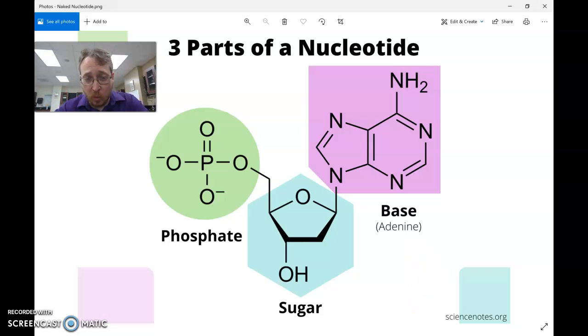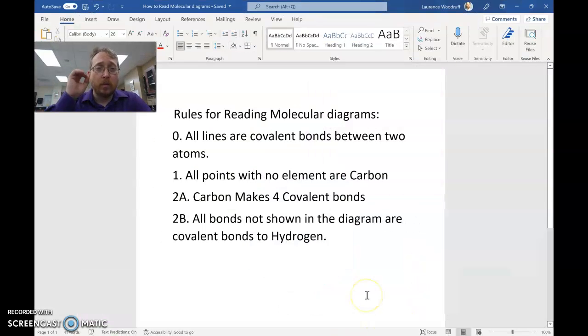And so let's review those rules. Rule 0, I almost never mention it, but it's worth acknowledging that all lines in molecular diagrams are covalent bonds between 2 atoms. And all points with no elements are carbon, and that carbon always makes 4 covalent bonds, and all bonds not shown in the diagram are covalent bonds to hydrogen.